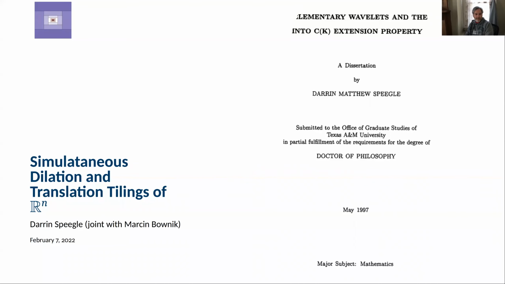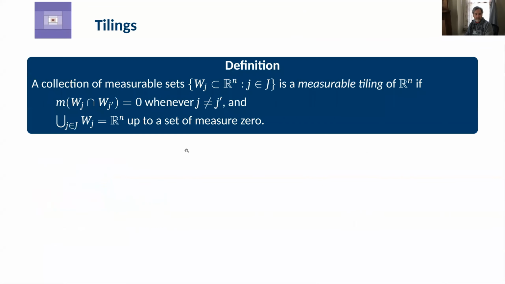So let me start by giving the definitions, what I'm talking about. First of all, a measurable tiling of Rn is a collection of measurable subsets such that the intersection of any two distinct ones has measure 0, and the union is the whole space up to some set of measure 0. So just a regular tiling.